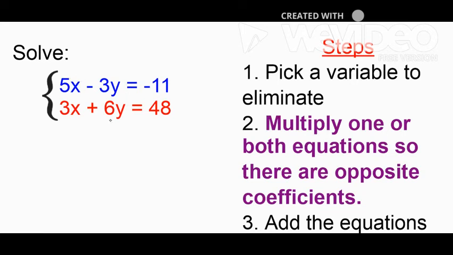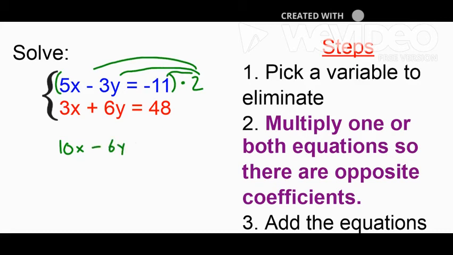So what I'm going to do here is eliminate the y's. And here's why. If I look here, I have 3 and 6. I know that I can multiply 3 to get 6 easily. And I see here 1 is negative, 1 is positive. So all I'm going to do is multiply this entire equation by 2. And I'll show you why in just a second. So when I do that, that would be 10x, multiplying everything here by 2, so 10x minus 6y equals negative 22. And I'm going to go ahead and rewrite my red equation.